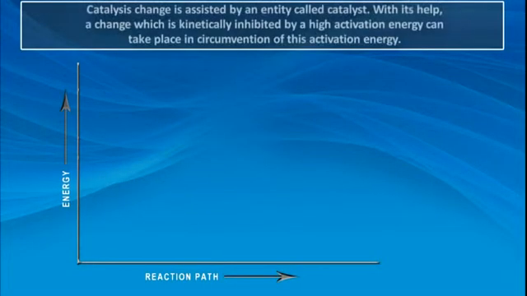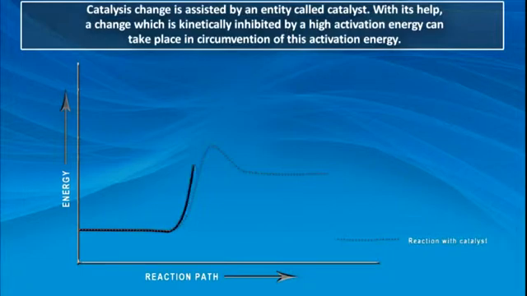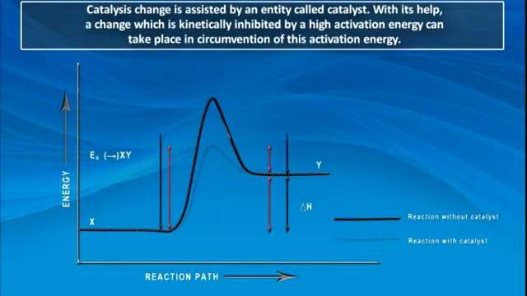In catalysis, the change does not proceed directly, but through a third substance known as a catalyst. Unlike other reagents, a catalyst is not consumed by the change itself. However, it can be inhibited, deactivated, or destroyed by secondary processes.